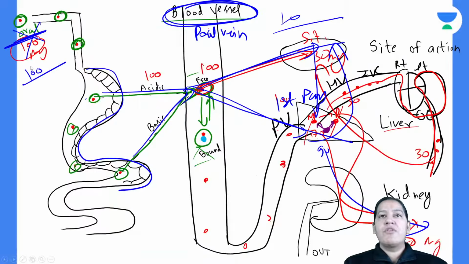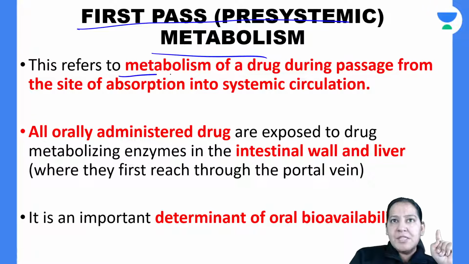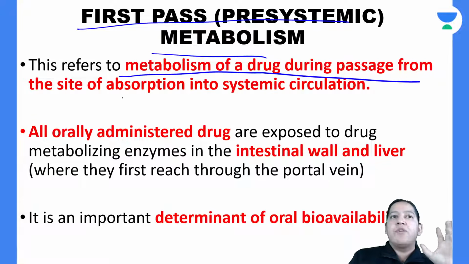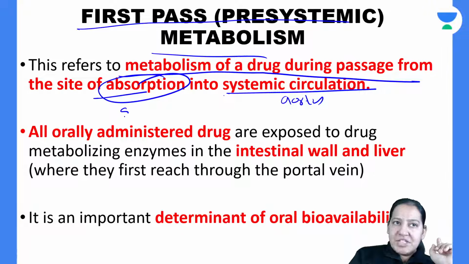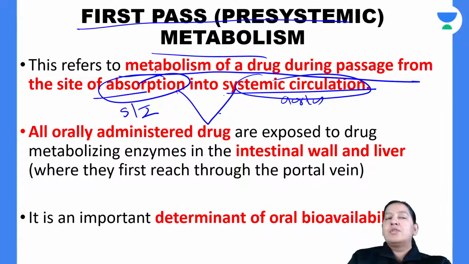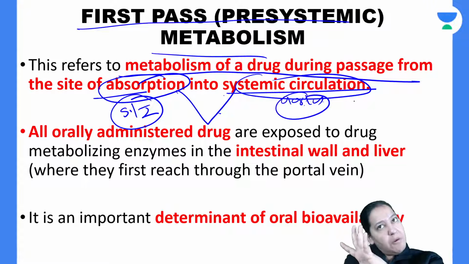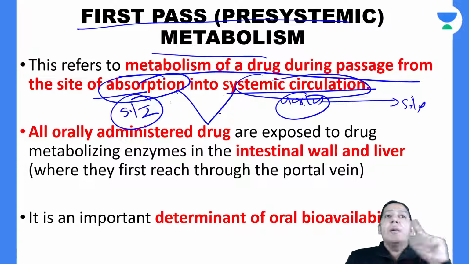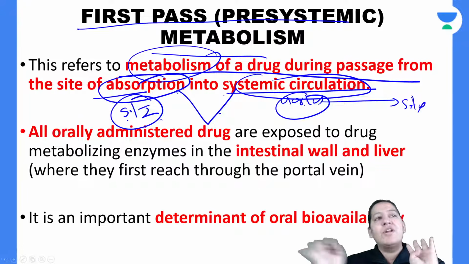So you should know the drugs which are having high first pass metabolism. So what is the definition? Metabolism of the drug during passage from the site of absorption to systemic circulation. By systemic circulation, I mean aorta. So from the site of absorption, that is from stomach or intestine, before reaching aorta, it got metabolized. I want it to reach the aorta directly from stomach or intestine, so that from aorta it goes to the site of action. But from stomach or intestine, रास्ते में ही metabolism हो गया, before reaching the systemic circulation.